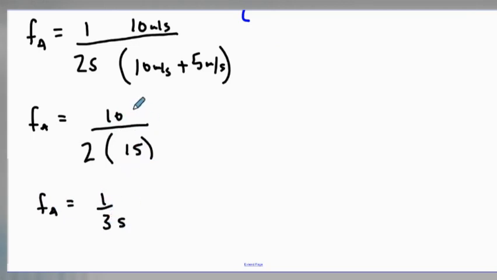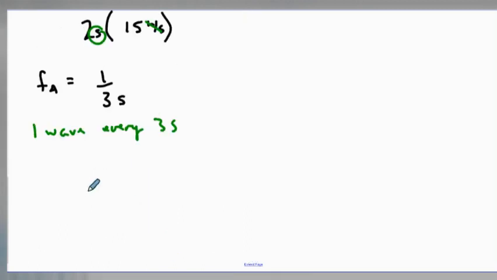And let's look at the units. Here I have meters per second, and in brackets I have meters per second, and there I have seconds. So with my units, the meters per second is going to cancel the meters per second. I'm left with seconds on the bottom, which is frequency. So we are going to see one wave every 3 seconds. Or once again, our frequency is 0.3 hertz.